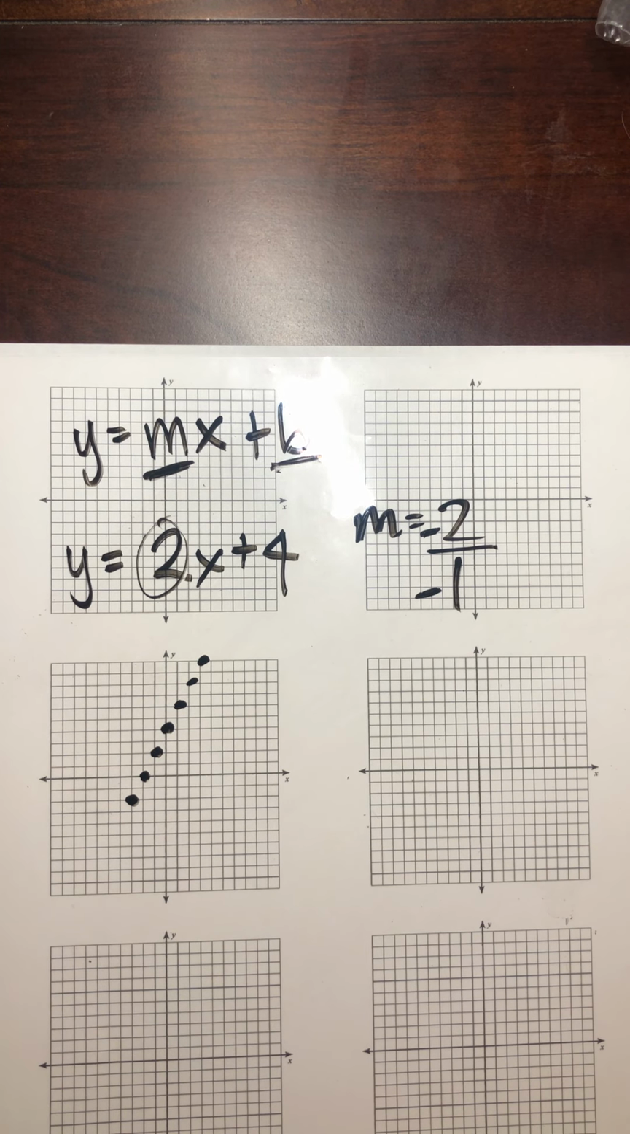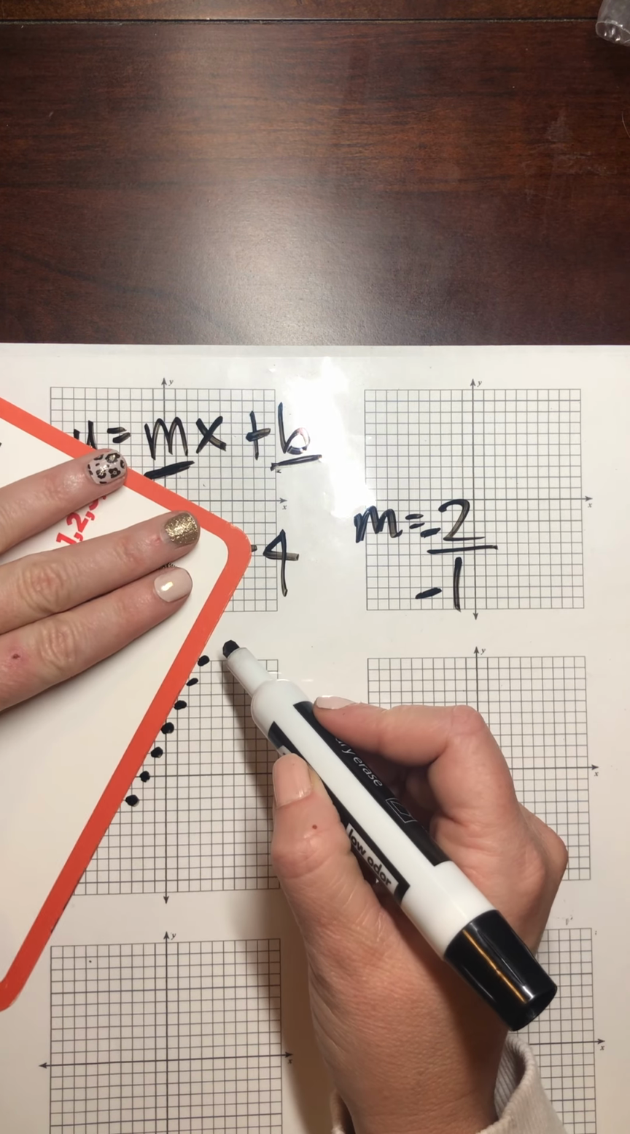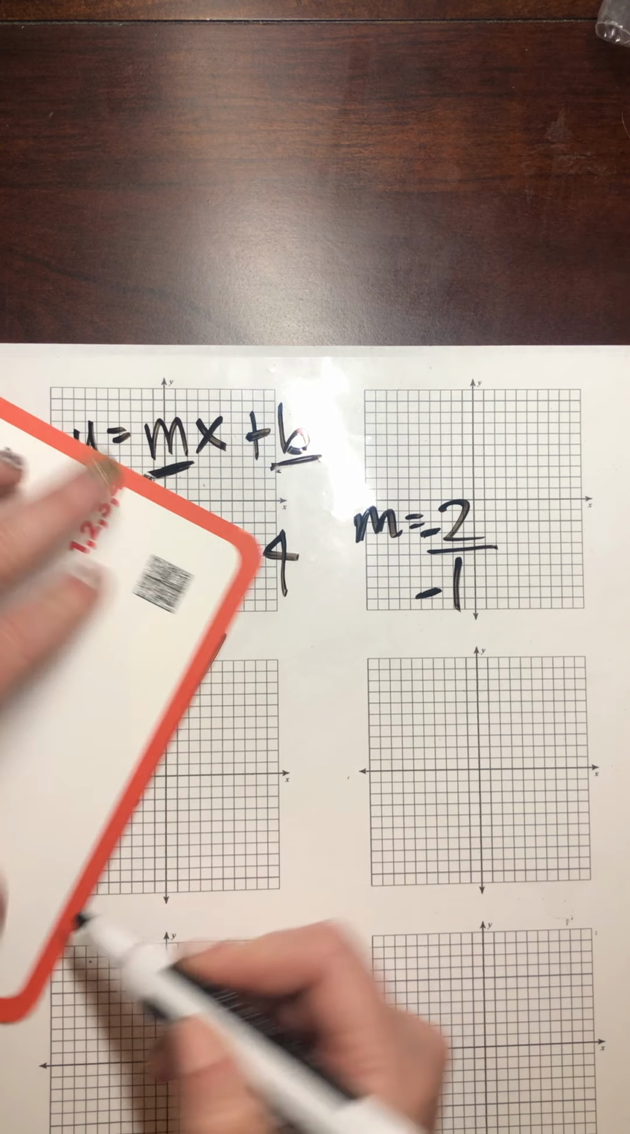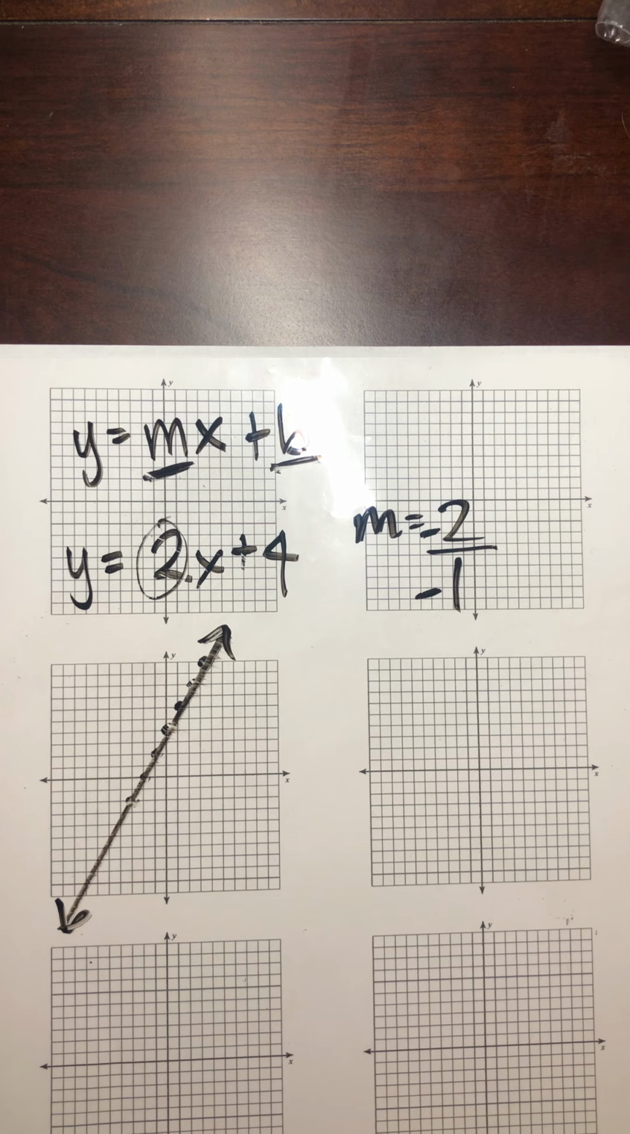Using that straight edge to go through the graph. I graphed this point. Last one. Last one.